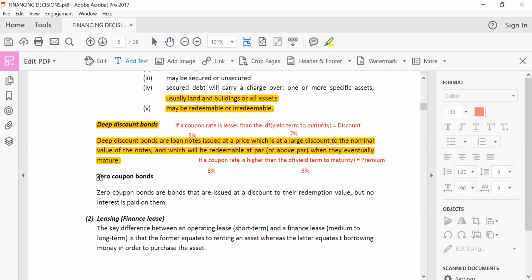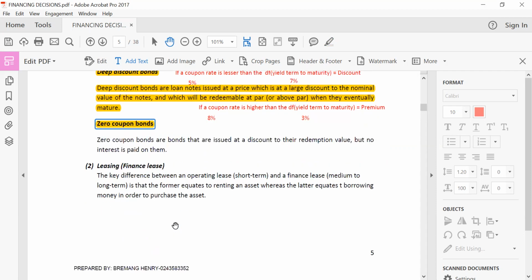We move on to zero coupon bonds. We get to a particular stage, then we bring the meeting to an end. This document is entirely 38 pages. Zero coupon bonds are bonds that are issued at a discount to their redemption value, but no interest is paid on them. That is the only difference between a deep discount bond and a zero coupon bond. They are all issued at a discount. Just that in a deep discount bond, the discount is huge, but with a zero coupon bond, there is no payment of interest on them. It's just the principal.